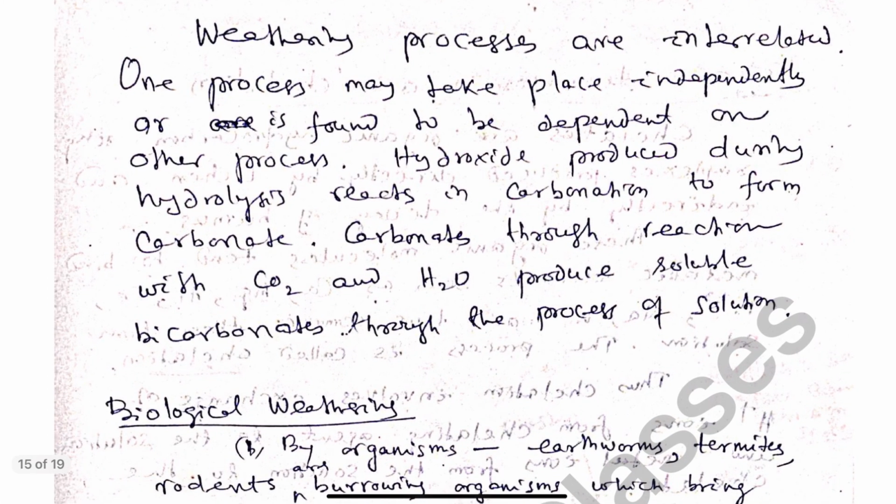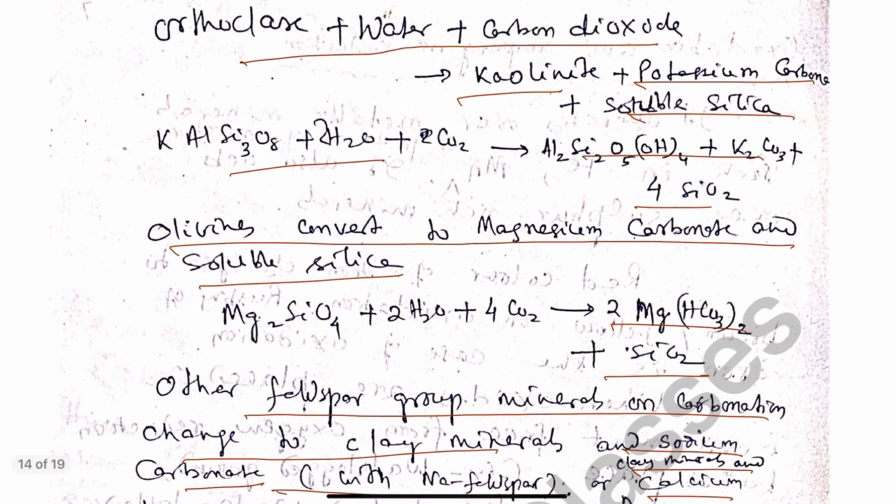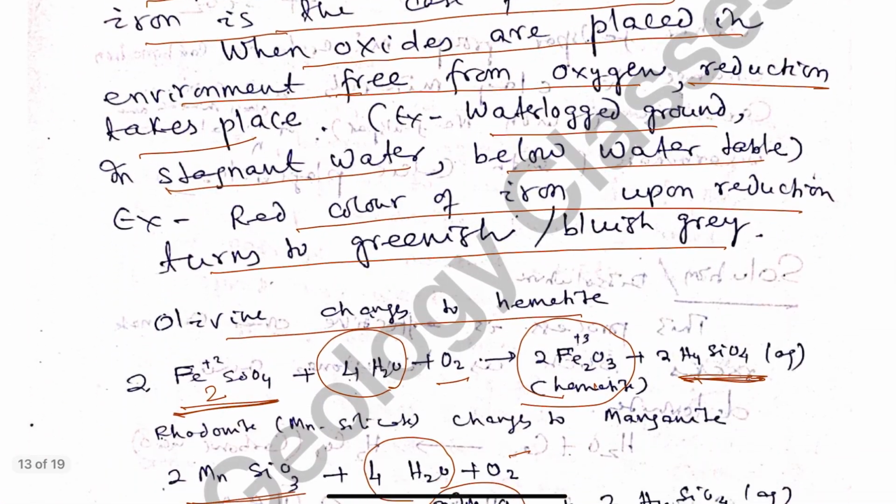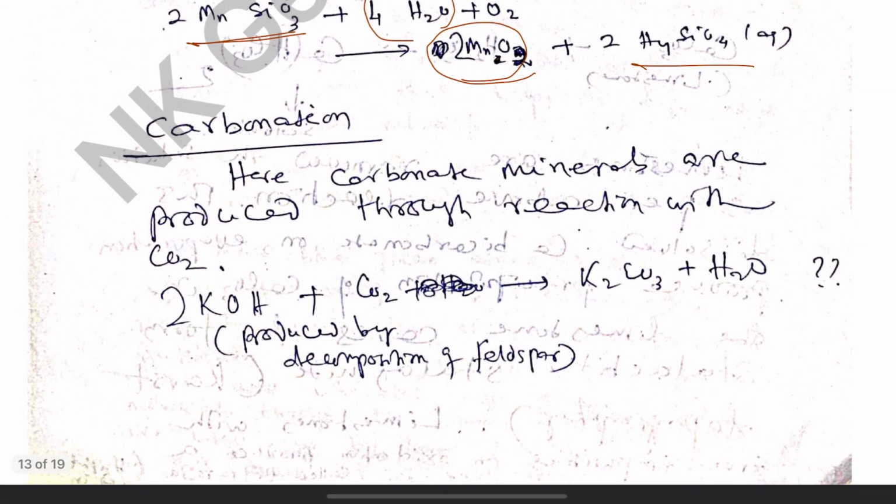So these are the processes by which we find that the reaction takes place. In case of carbonation, the carbon dioxide plays a role. Carbon dioxide in presence of water plays a role to produce carbonates.